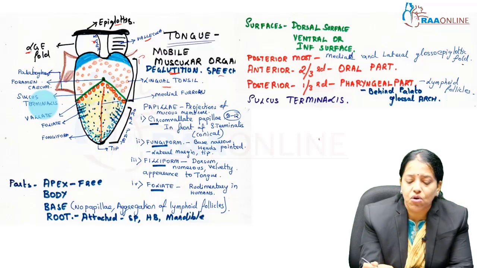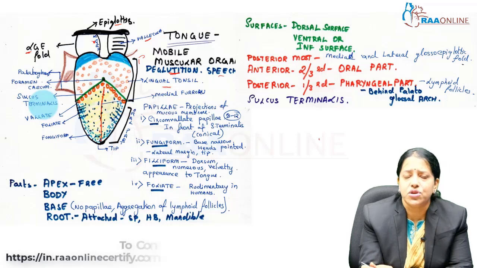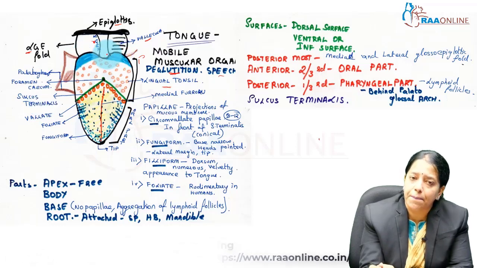So when we see the dorsal surface of the tongue, I told you that we have divided the tongue into the anterior 2/3 of the tongue, which is the oral part of the tongue, and the posterior 1/3 of the tongue, which is the pharyngeal part of the tongue, and the posterior most part of the tongue, which is the blue color, and that is actually getting attached to the epiglottis.